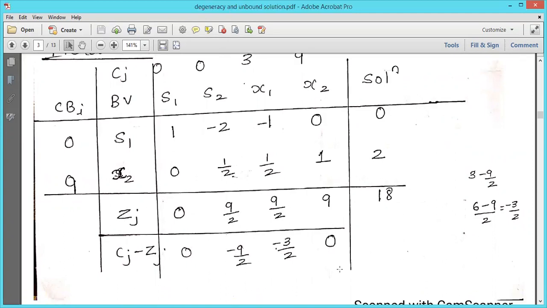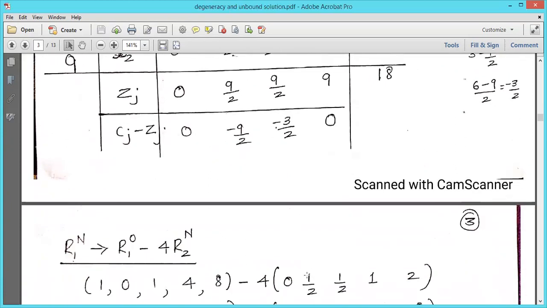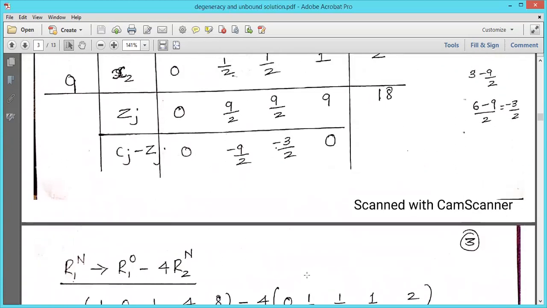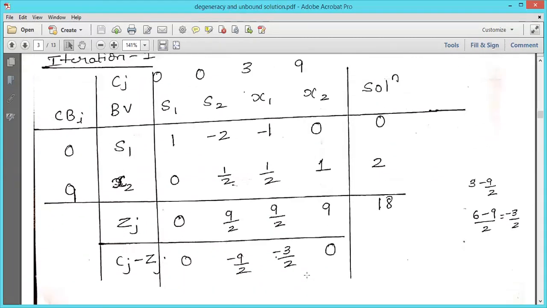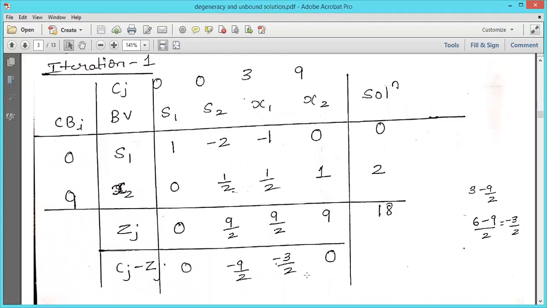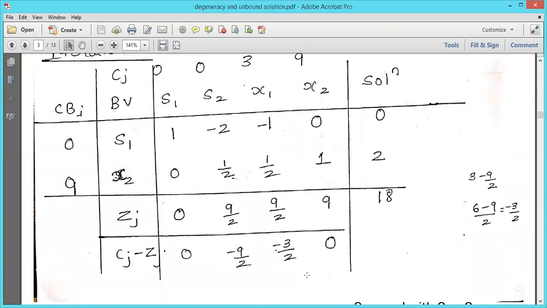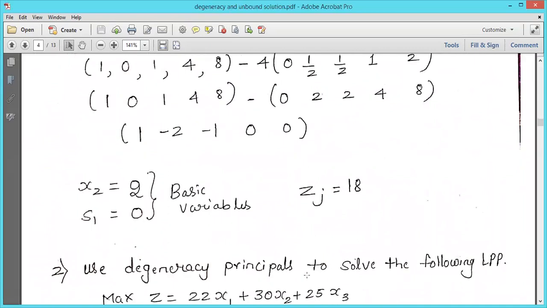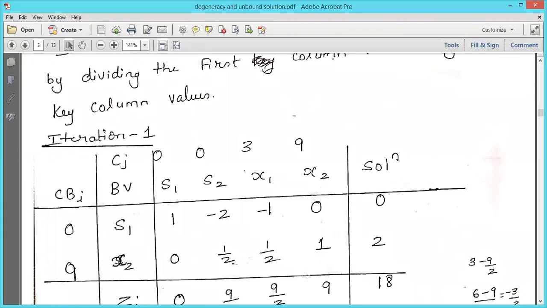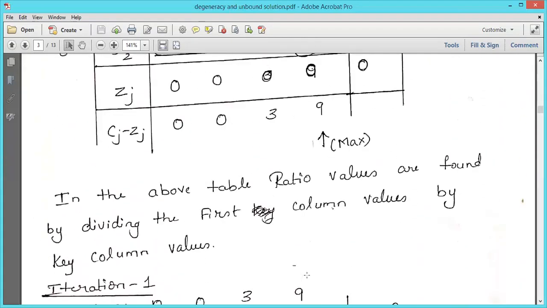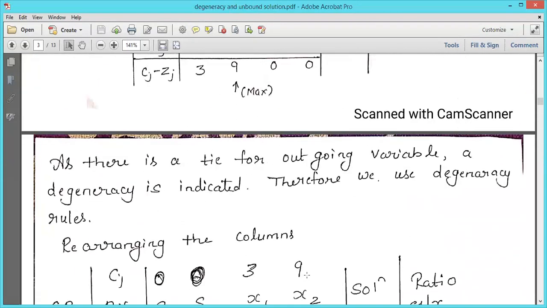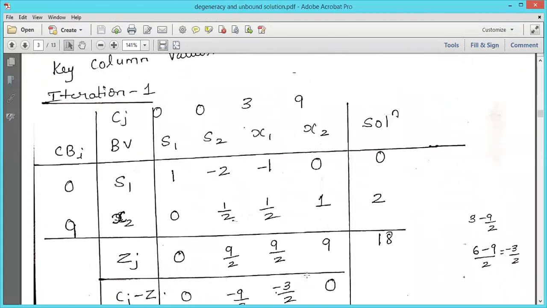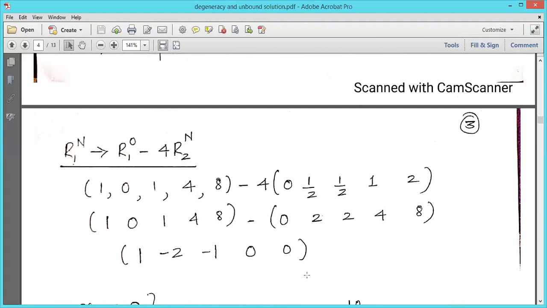Now, if you see Cj minus Zj, all the values are either 0 or negative. So it satisfies the optimality test, and we have to stop here. The optimal solution Z is 18. The value of S1 is 0 and the value of X2 is 2. Now you can see that this is an example of degeneracy: S1 is a basic variable which has a 0 value.